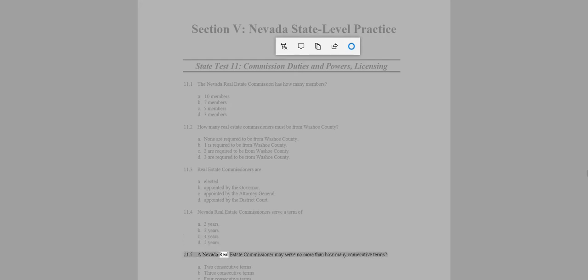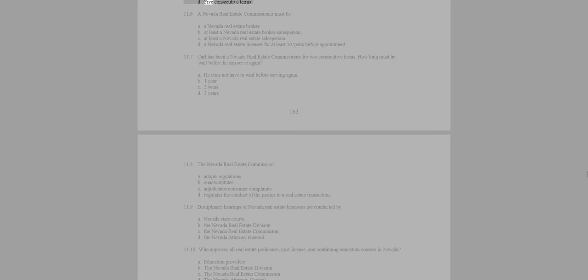11.5 A Nevada Real Estate Commissioner may serve no more than how many consecutive terms? A. 2 consecutive terms. B. 3 consecutive terms. C. 4 consecutive terms. D. 5 consecutive terms.